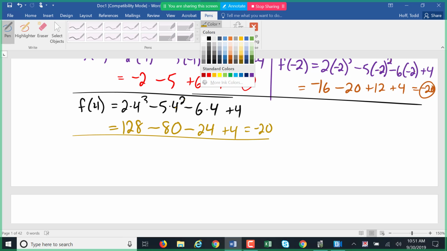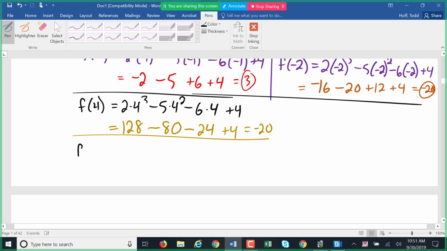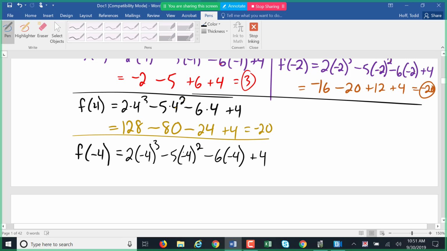Well, hopefully negative 4 works or we're in trouble here. We have to have 3 roots, and so far I've only got 3 possibilities left. So 2 times negative 4 to the third power minus 5 times negative 4 squared minus 6 times negative 4 plus 4. Well, negative 4 to the third is negative 64 times 2 is a negative 128. Negative 4 squared is 16 times negative 5 is a negative 80. Positive 24 and plus 4. Well, that sure didn't work out either. That's nowhere near, that's way negative. So it looks like we're going to have to try 1/2.